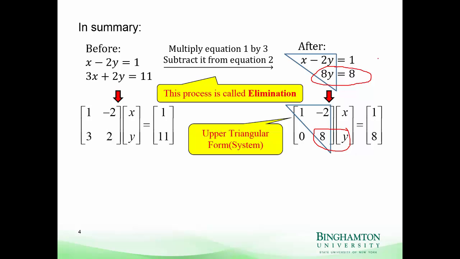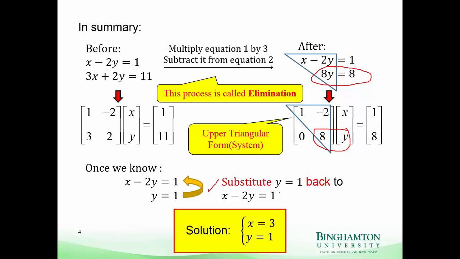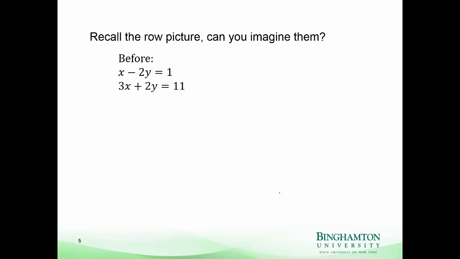So once we know that y is equal to 1, this little arrow here is just showing back substituting. So we substitute y equal to 1 back into the first equation, and we end up with a solution. So we've got elimination followed by back substitution, which allows us to solve the system.